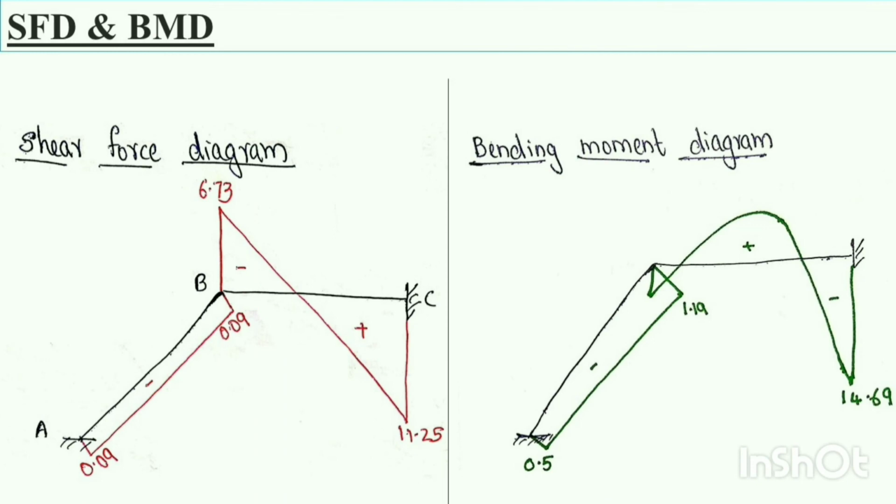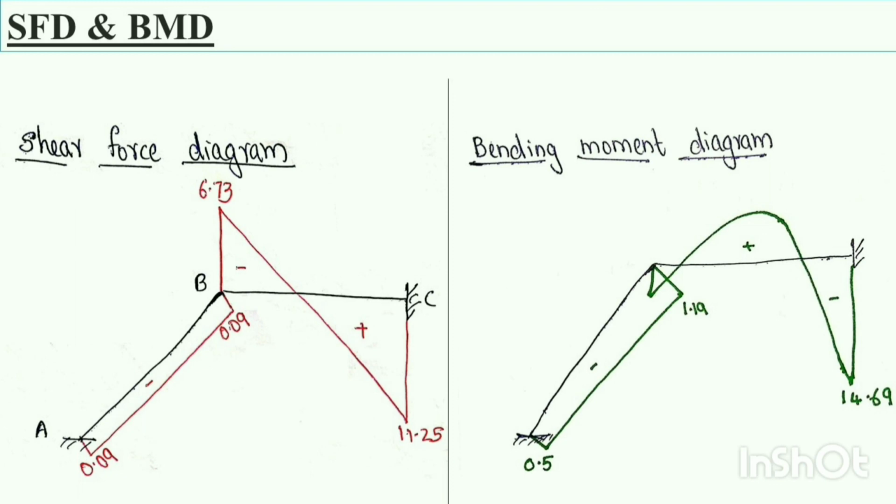Next we can draw the shear force and bending moment diagram. In member AB the shear force is 0.09 and there are no member forces on AB, so it will be marked as a straight rectangle box on AB. Now on BC, at B the shear force is 6.73 and at C the shear force is 11.25. Since it is a UDL, uniformly distributed load, the shape of shear force diagram will be like this.